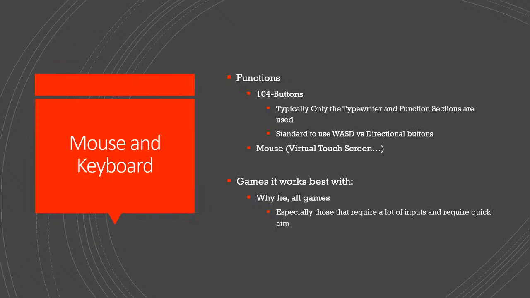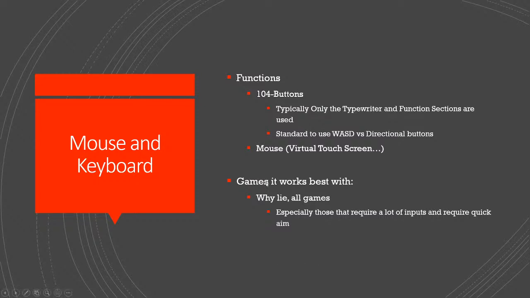So now we're moving over to mouse and keyboard. We have the functions of 104 buttons. Typically, only the typewriter section and function section are used, so that's really the center of the keyboard. It is pretty standard to use WASD versus directional buttons since it's easier for your left hand to be at that area and it has a lot more control over numbers, over the function keys, over control and shift, and it gives the opportunity for the right hand to be on the mouse.